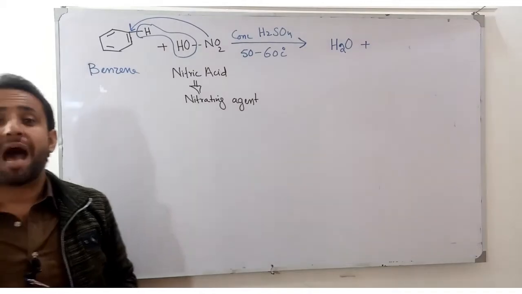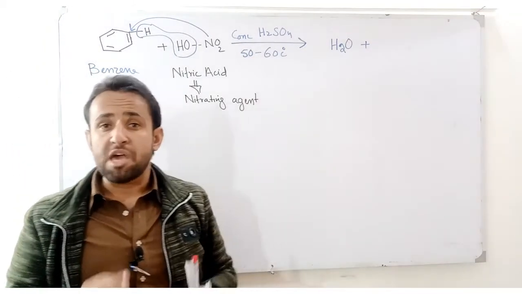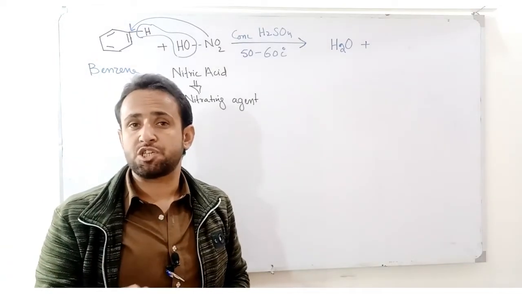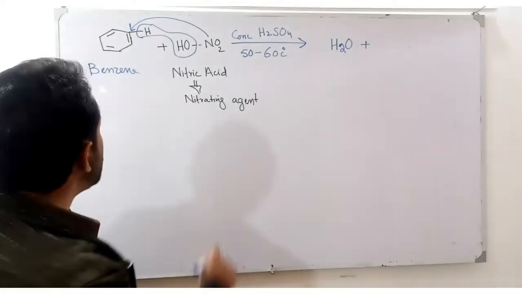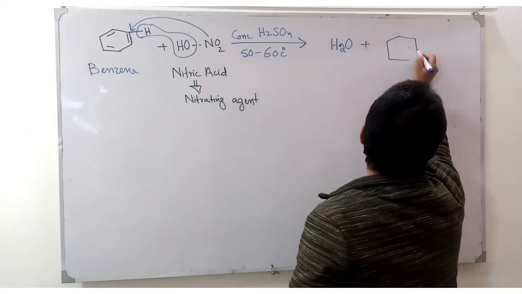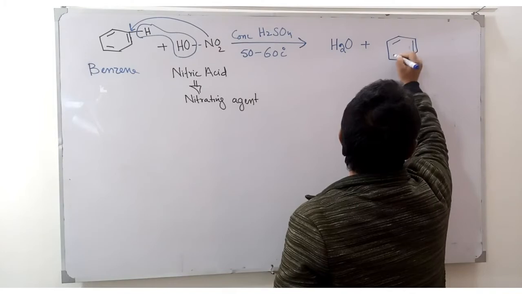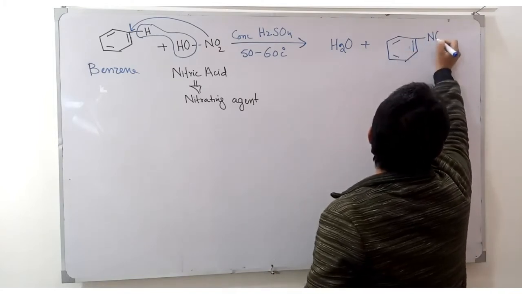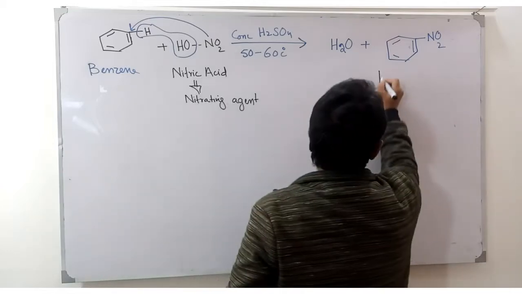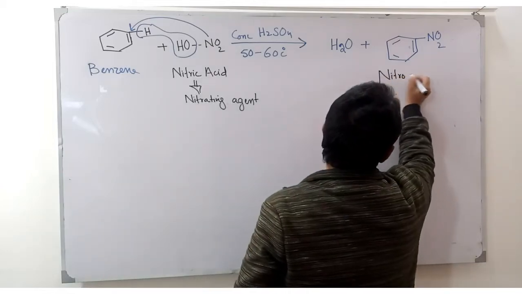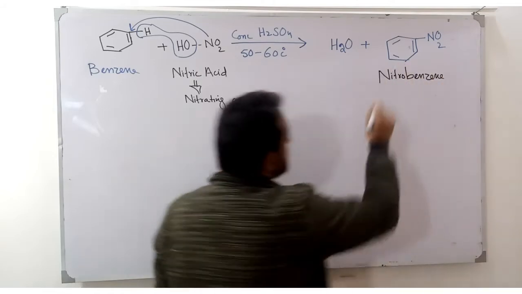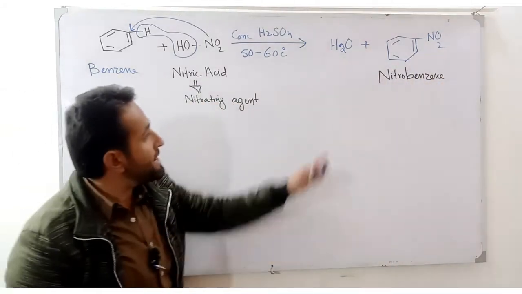Since this reaction occurs in an aromatic compound, the reaction is known as an electrophilic aromatic substitution reaction. So what will happen, dear student? Now with this benzene molecule there will be a nitro group. I mean, this will be our product. This compound is known as nitrobenzene, not nitro group. This will be nitrobenzene, which will be our final product.